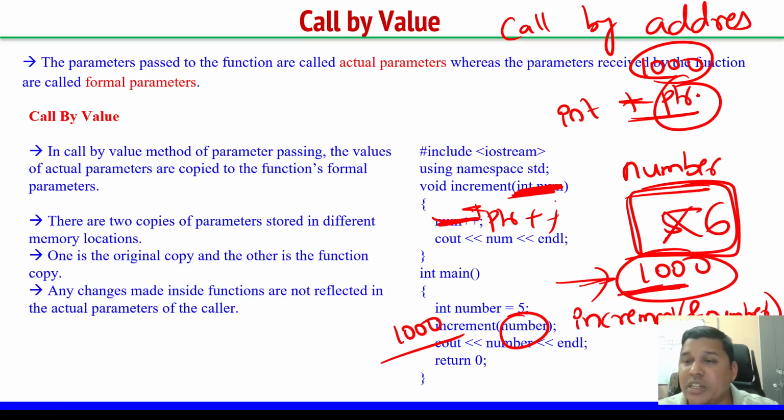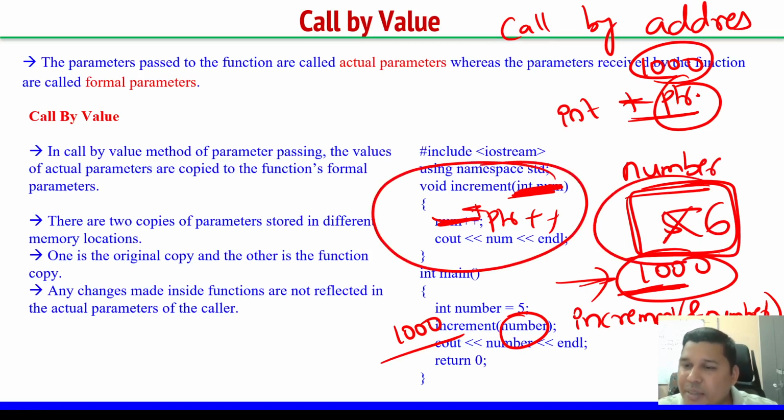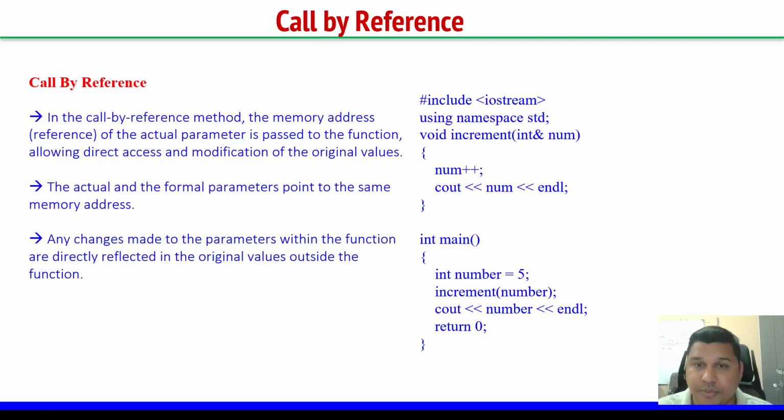Any change you make here in this function will be reflected here, because the memory is the same. When the memory allocation is the same for both variables, or both variables point to the same memory location, any change you make in the formal parameters will be reflected in the actual parameters. This is called call by address.